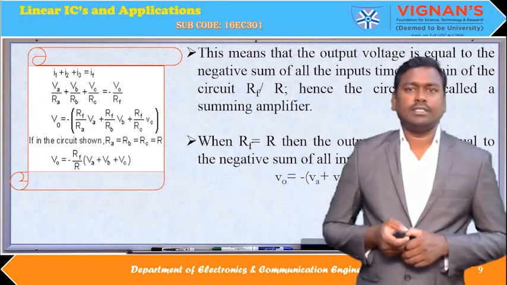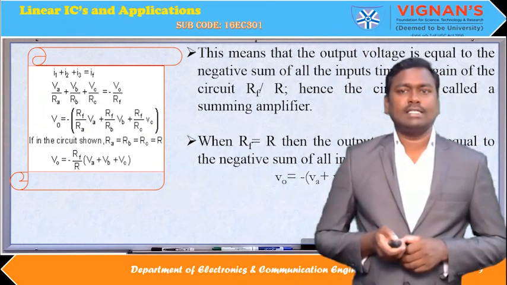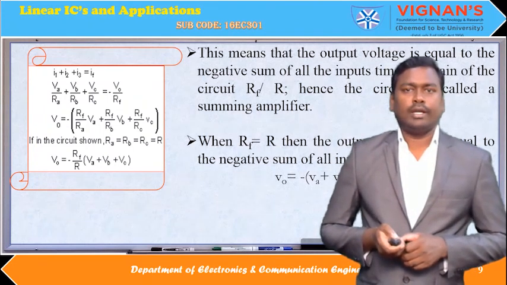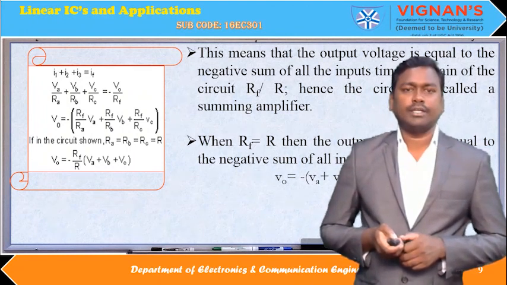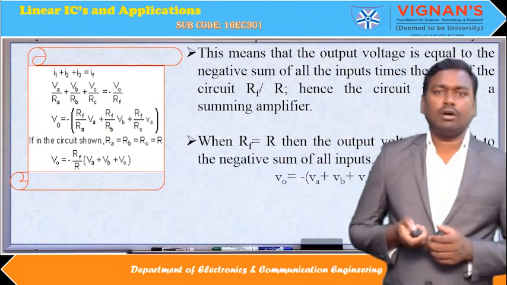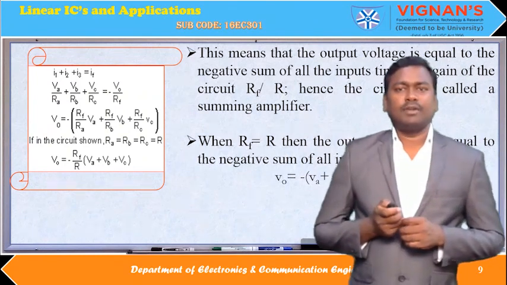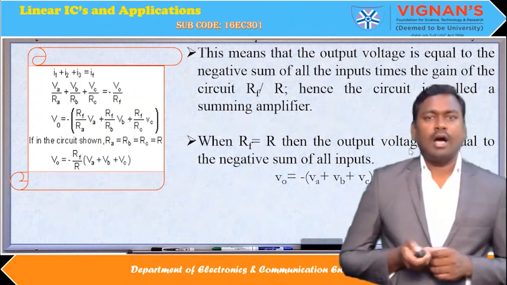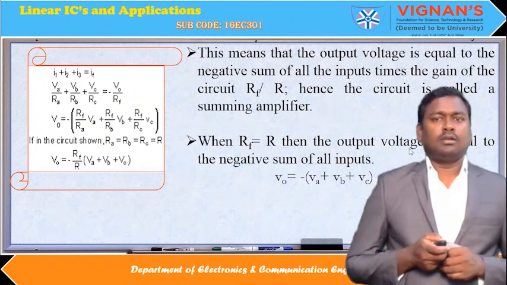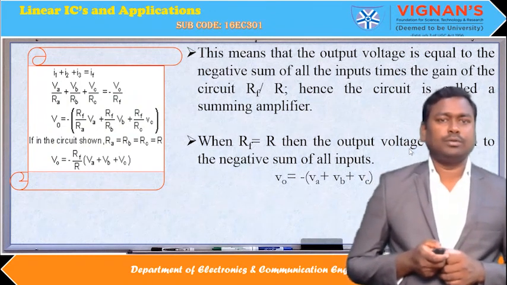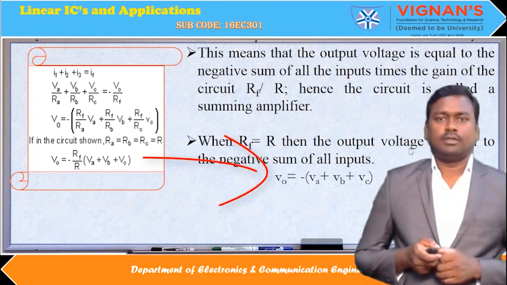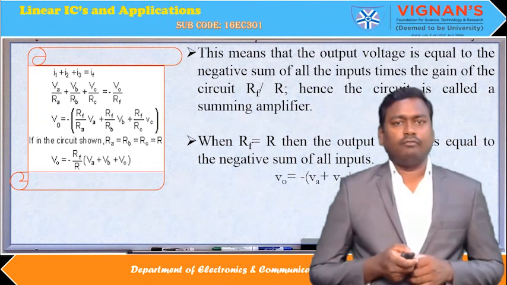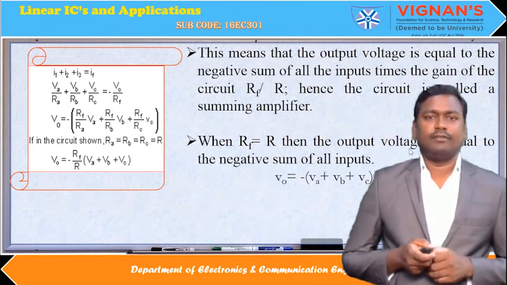So this equation means the output voltage is equal to the negative sum of all inputs times the gain of the circuit, RF by R. Hence, the circuit is called a summing amplifier. When RF equal to R, the output voltage is equivalent to the negative sum of all inputs. So V naught equal to minus of VA plus VB plus VC.